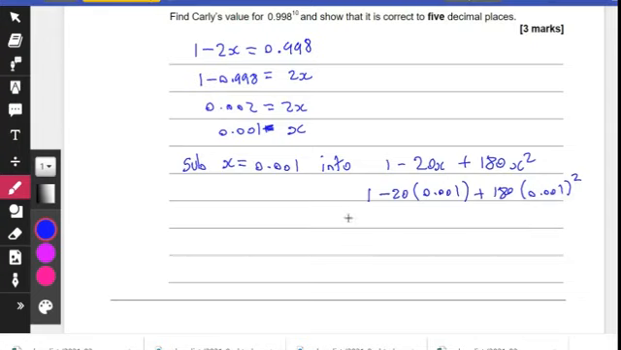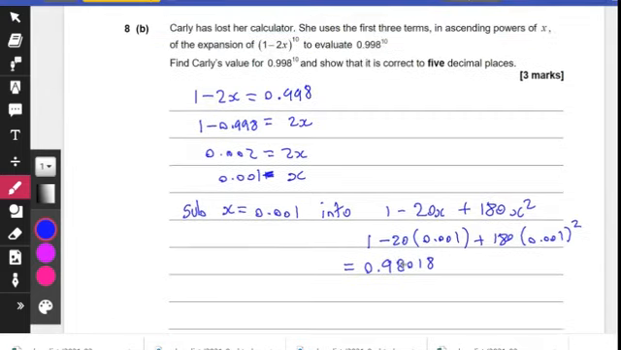I got 0.98018. Lovely. That's reassuring because it says to show that it is correct at 5 decimal places. This is 5. 1, 2, 3. Yeah, this is 5 decimal places.